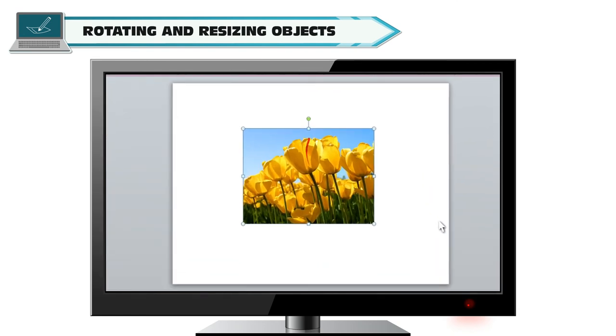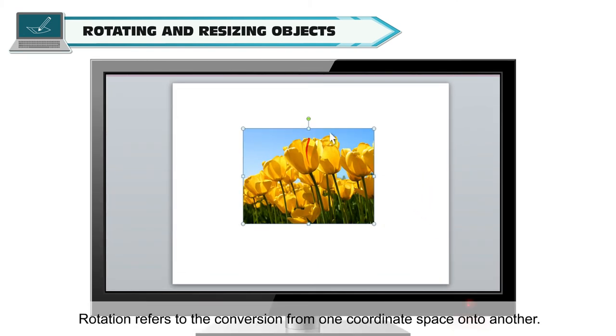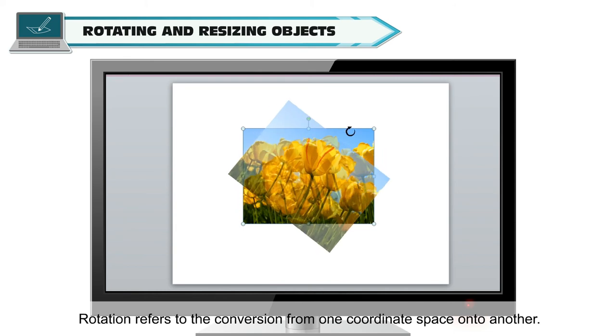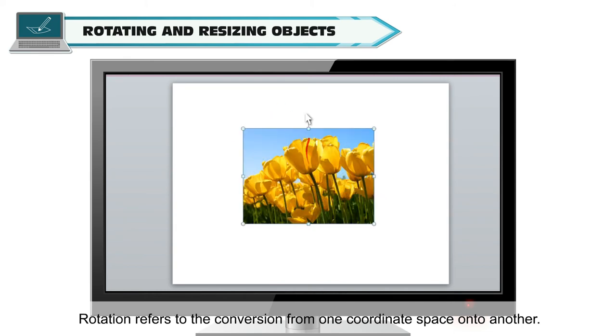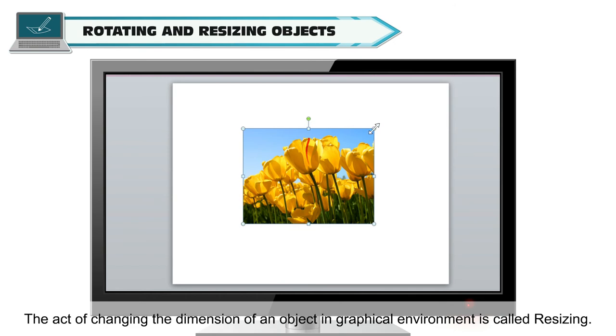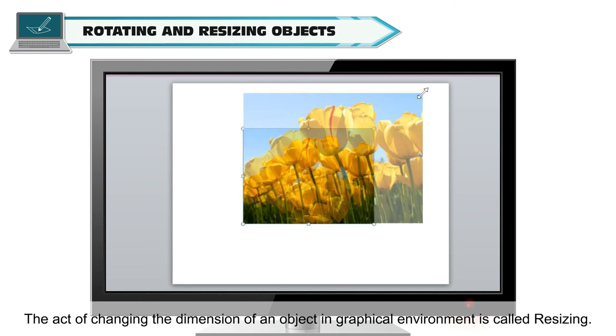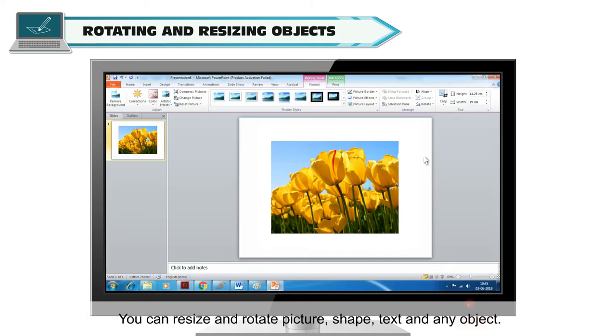Rotating and resizing objects. Rotation refers to the conversion from one coordinate space onto another. The act of changing the dimension of an object in graphical environment is called resizing. You can resize and rotate picture, shape, text, and any object.